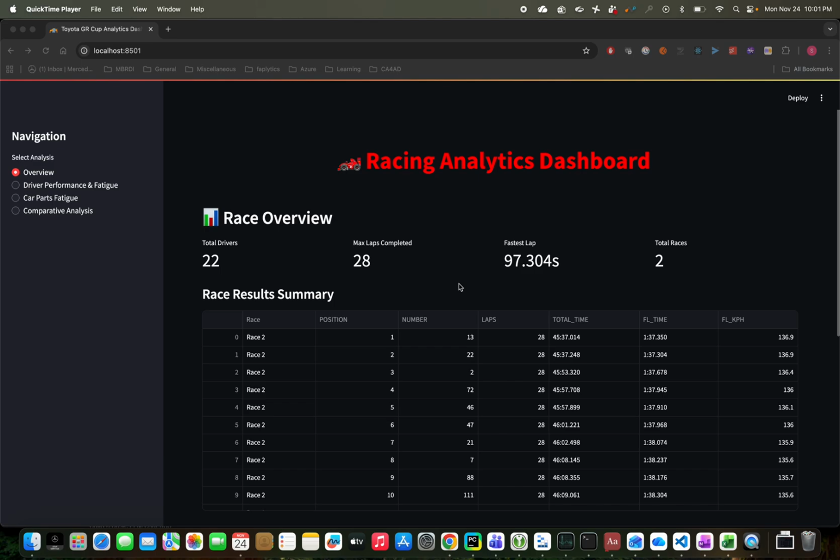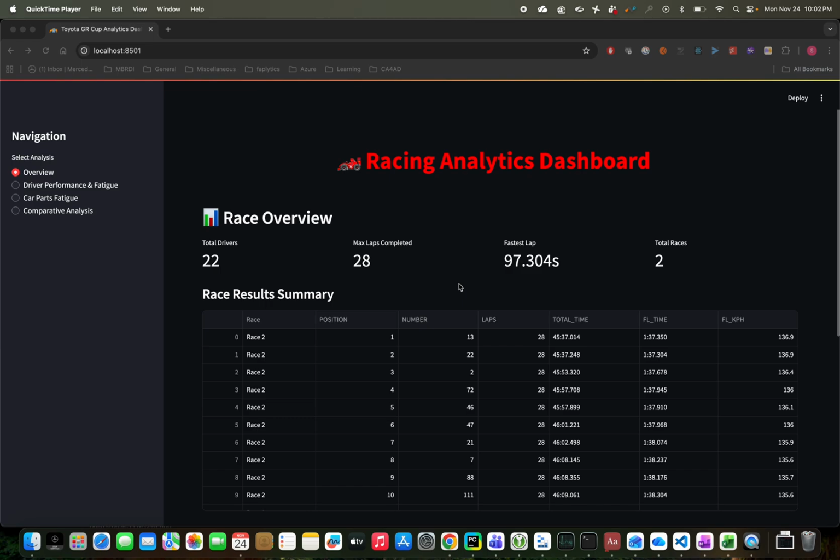I am excited to show you the Toyota GR Cup Racing Analytics Dashboard. This is a data-driven solution that we have built which transforms the raw telemetry into actionable insights for race teams. This dashboard analyzes over 23 million rows of racing data to answer two important questions.